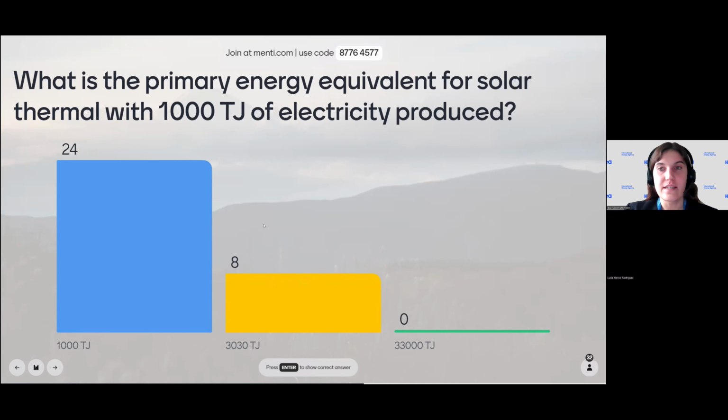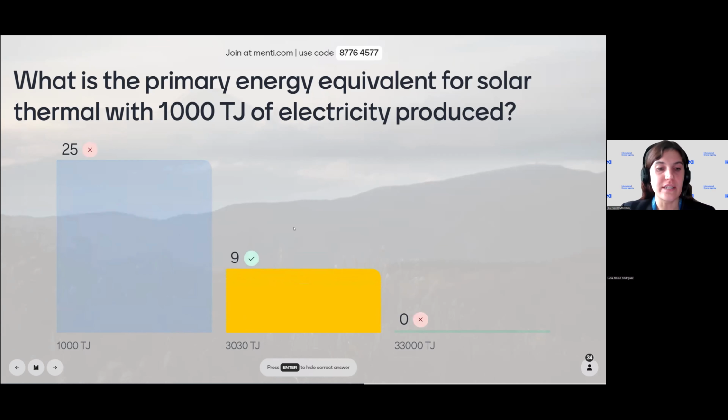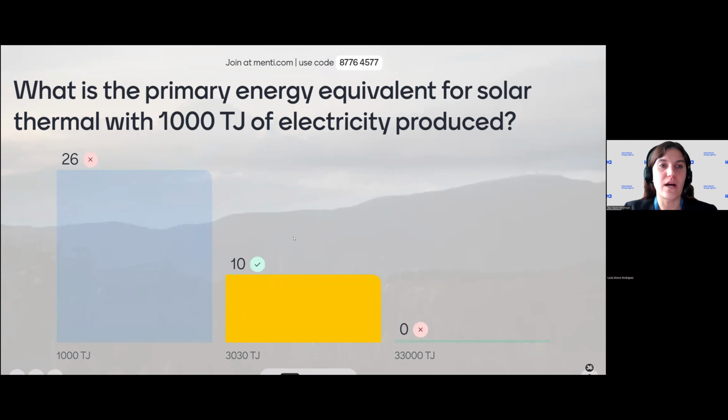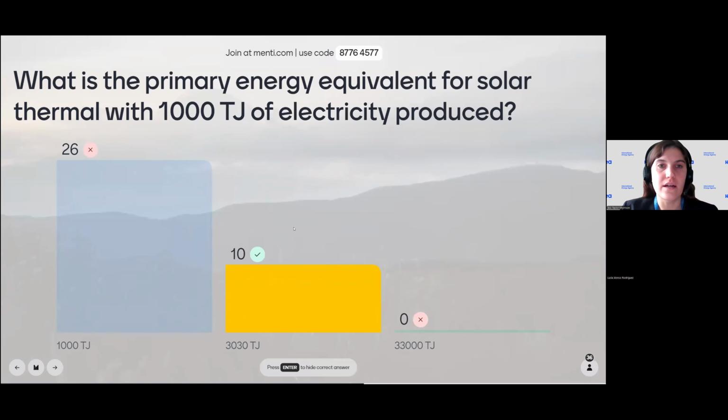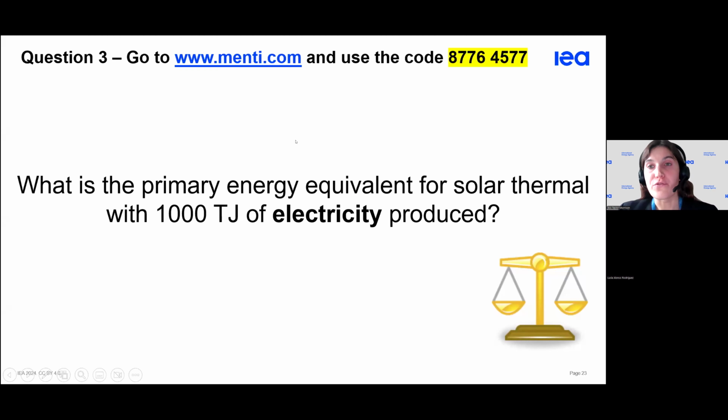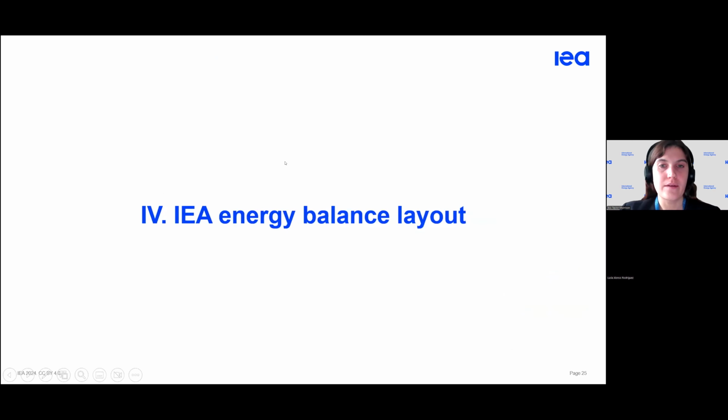Okay, so I see some of you've got it. Indeed, the correct answer here is 3,030 terajoules. The reason why it's not 1,000 is because solar thermal heat is your primary energy form, and then you have 1,000 terajoules of electricity produced. So you need to go from electricity as your output to heat as your input. And so that is a 33% efficiency. We'll look at this concept more in the exercises. So I want to quickly look at also the IEA energy balance layout.